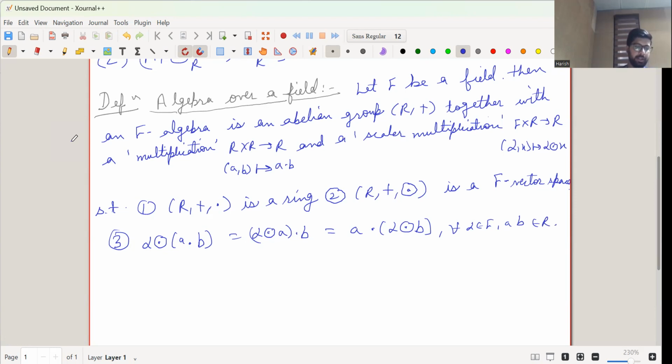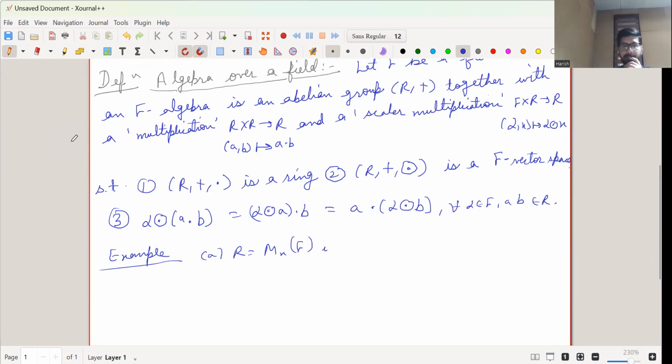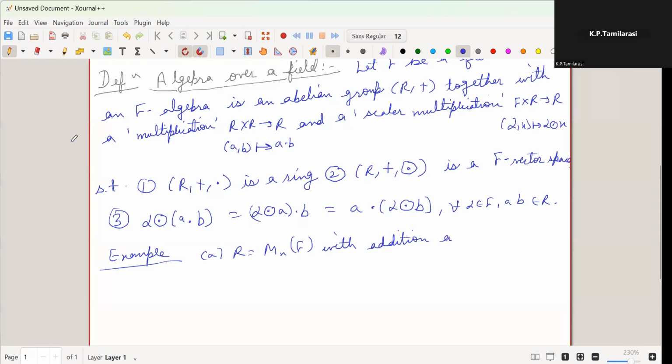Okay. So for example, one has this ring R to be M_n(F), the matrix ring with addition and multiplication of matrices.